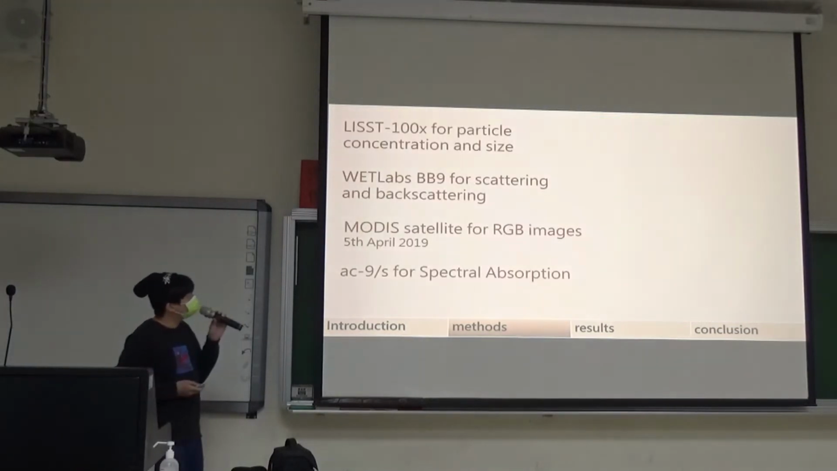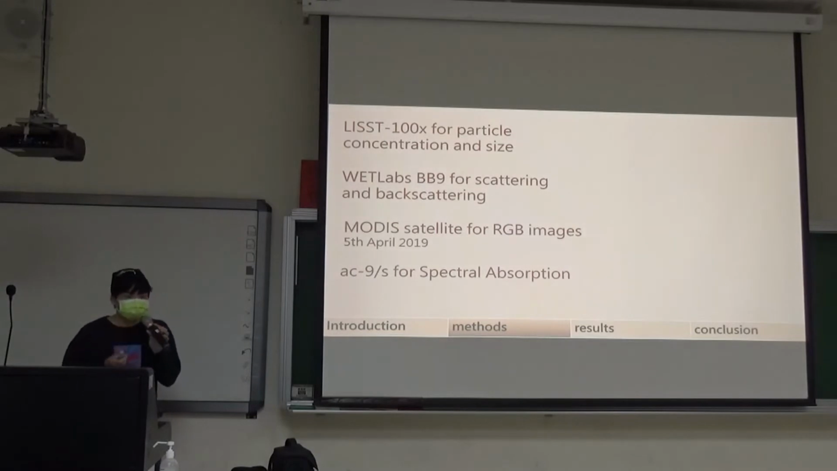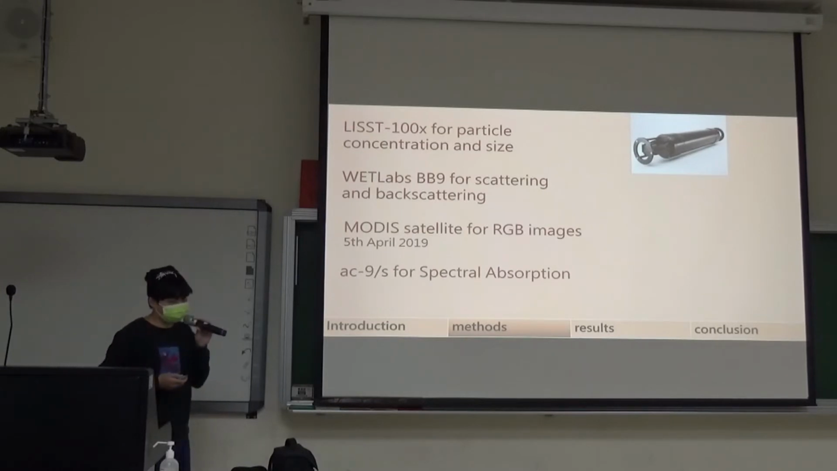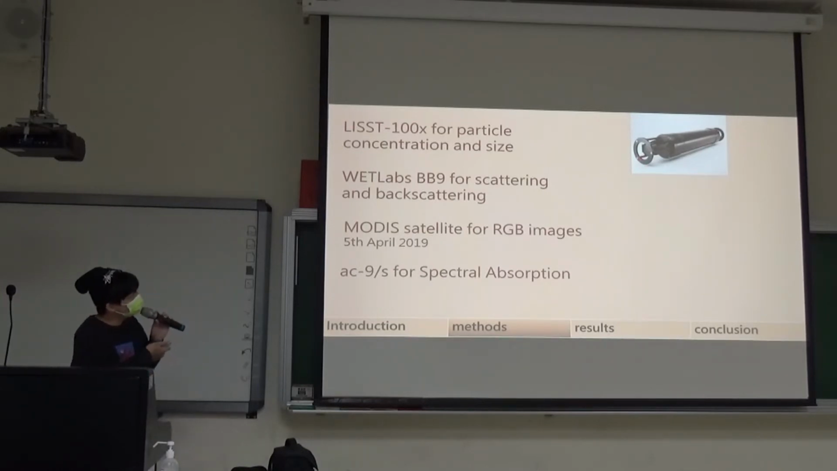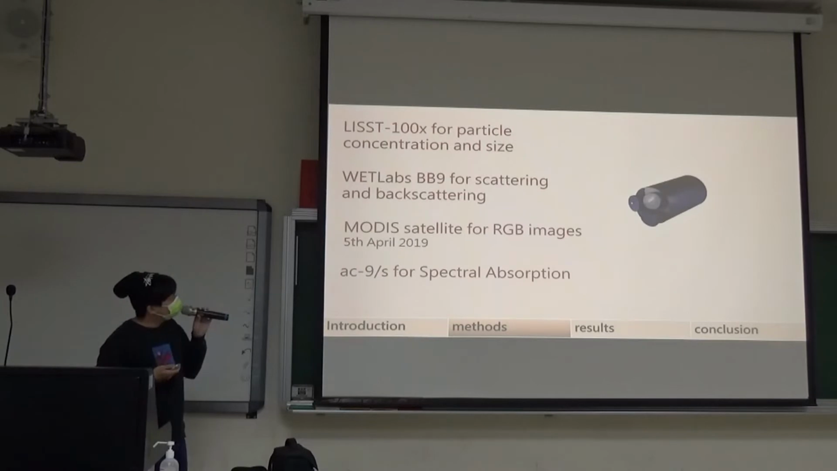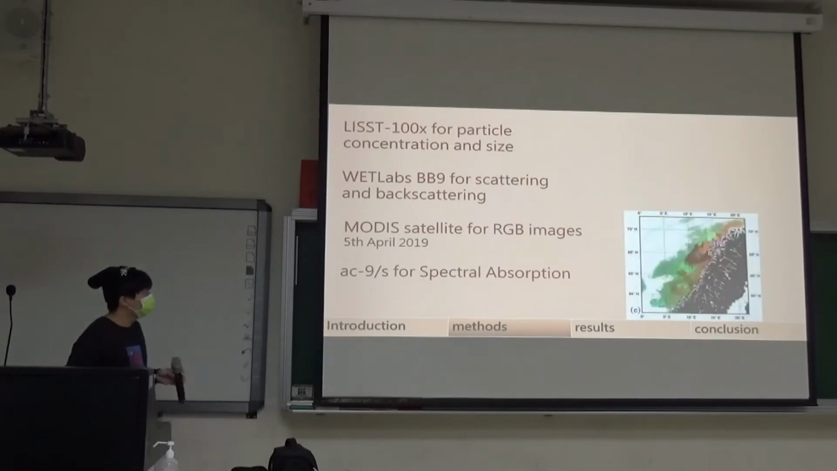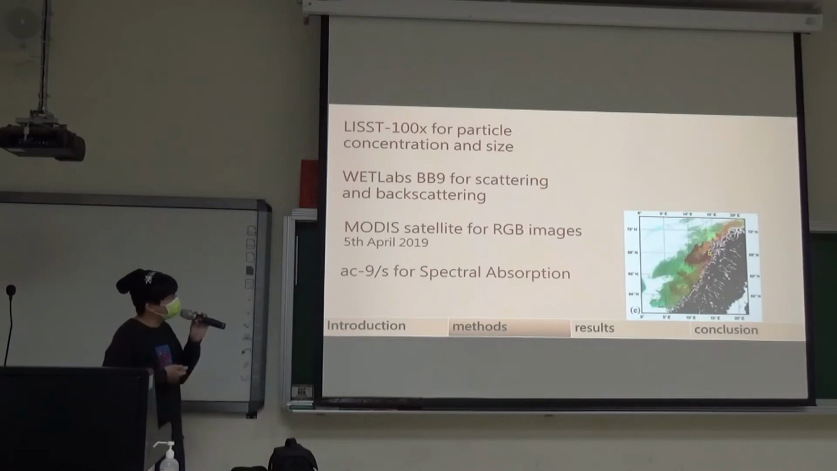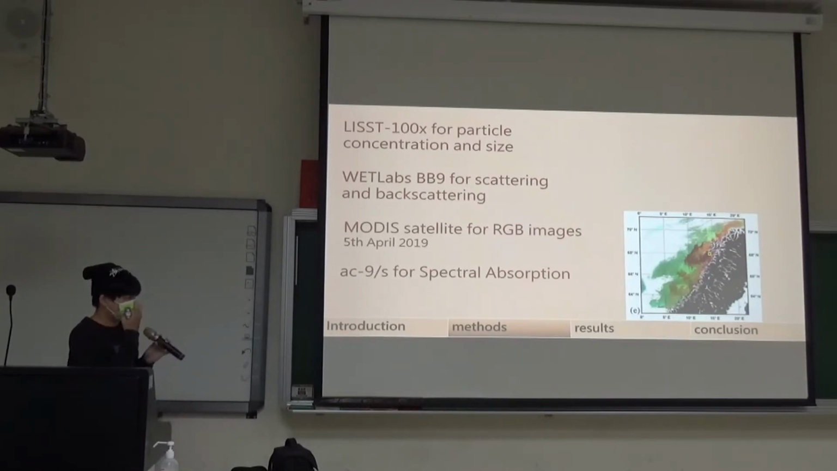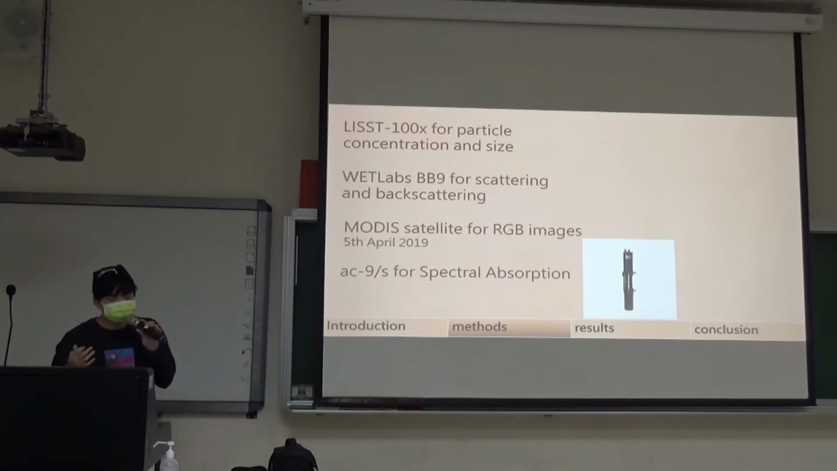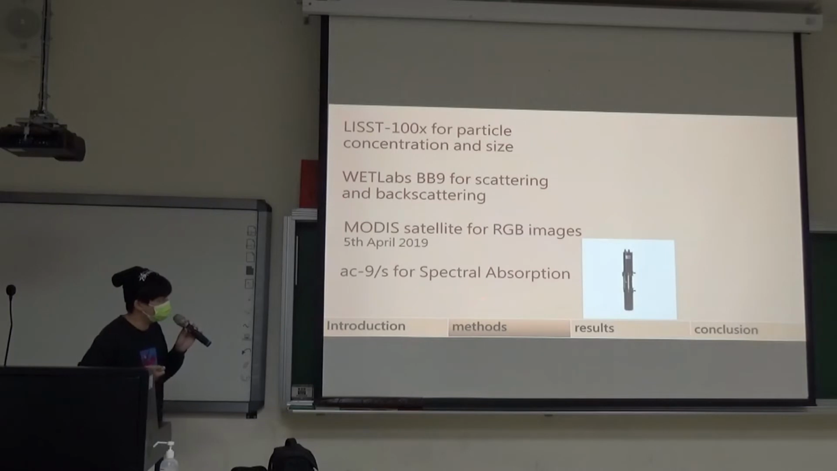Next we talk about the methods, the IOP measurements we use to collect the data. The first is this instrument for particle concentration. The WET Labs BB9 is for scattering and backscattering. The satellite picture is for the RGB images. And the AC9 or ACS is for the spectral absorption, the light absorption.